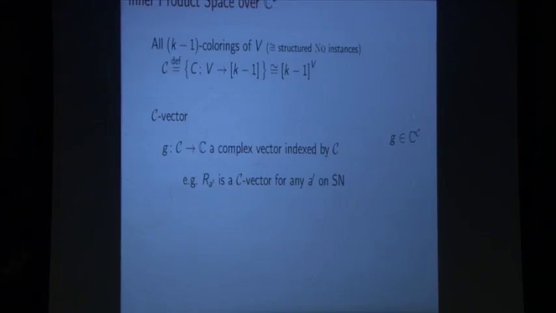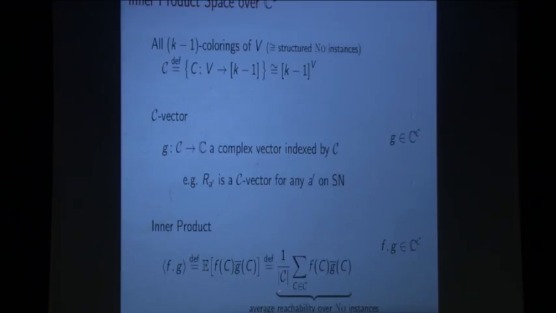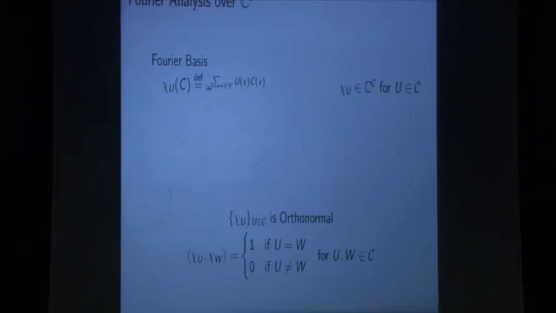And then we are going to do Fourier analysis of these vectors. This comes with an inner product: given two vectors indexed by colorings, it is the expected value inner product. I'm spelling out the expected value as a weighted sum. You can think of this as averaging the reachability over the class of colorings, for the node instance we are analyzing. So we are going to analyze it in this inner product space. Once we've defined the inner product, then we can do Fourier analysis.